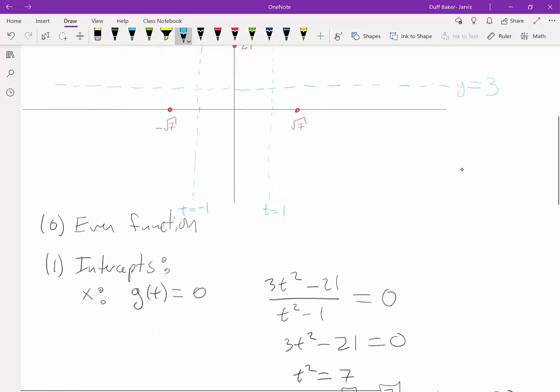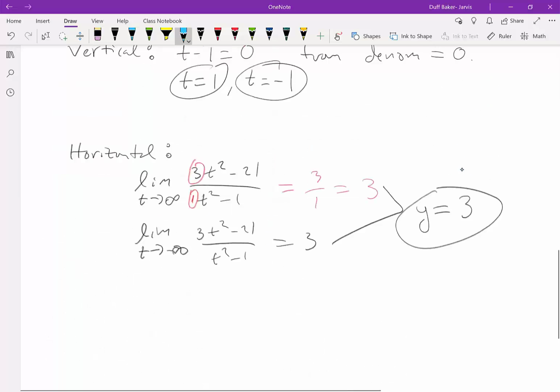Okay, and then we ask ourselves again, can this function have any slant asymptotes? And just like before, this one has no slant asymptotes because the only way a function can have a slant asymptote is if the degree of the numerator is exactly 1 bigger. And these are the same. Okay, so we found all our asymptotes now.